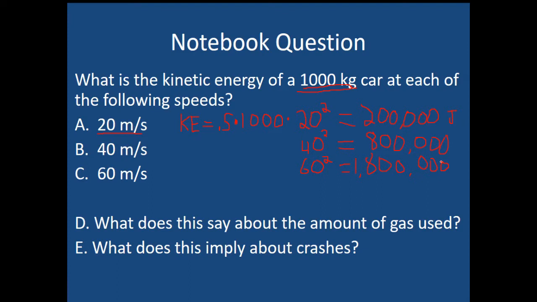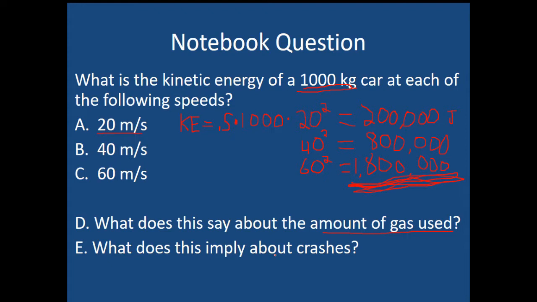In order for that car to get to that kinetic energy that you see, it has to burn the gas to get to that speed. What this tells us about the amount of gas used is that when you are traveling at higher speeds, you are using a lot more gas to get to that kinetic energy. So traveling at higher speeds starts to become less efficient because you have to use so much more gas to get to that kinetic energy.